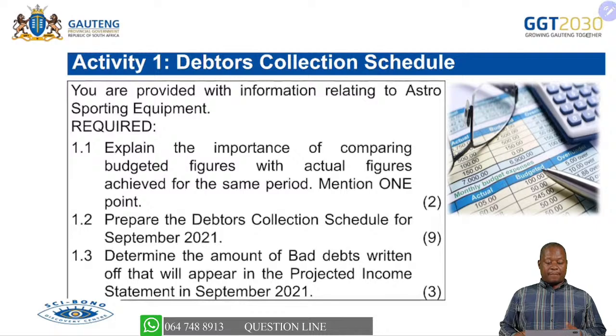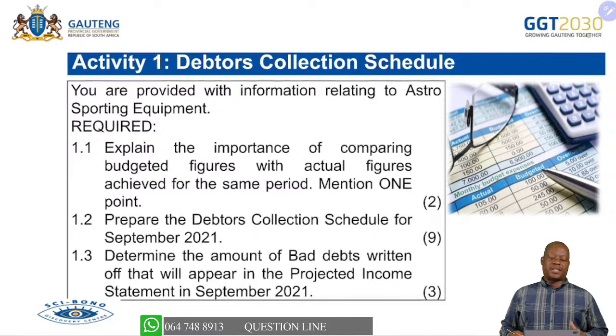Explain the importance of comparing budgeted figures with actual figures achieved for the same period. Mention just 1 point. Now, they are just saying here, at the end of the period, we had budgeted to spend so much, but in actual effect, we might spend something different from what we had budgeted. Why should we now go on to compare budget versus actual?